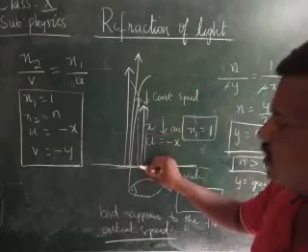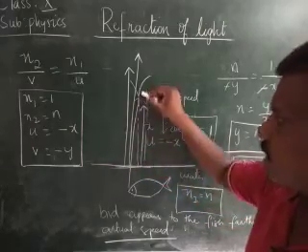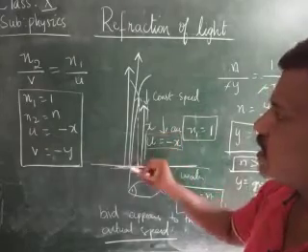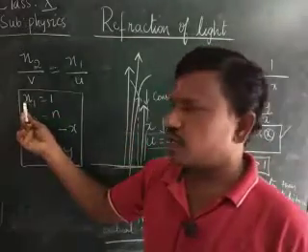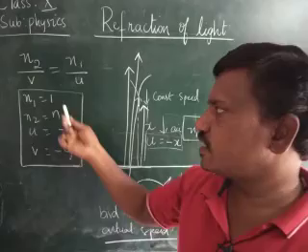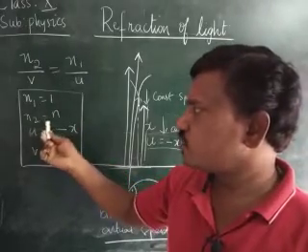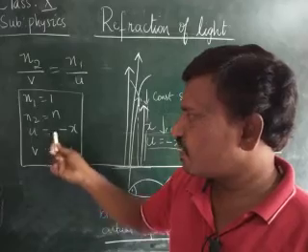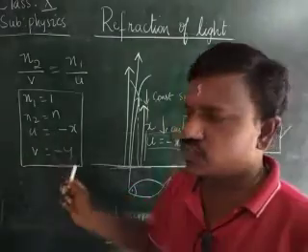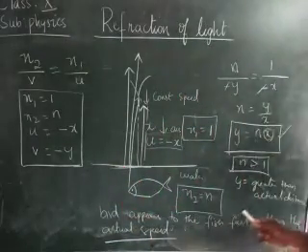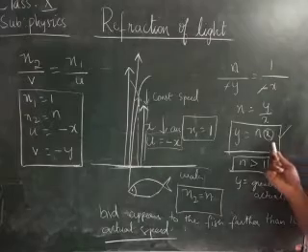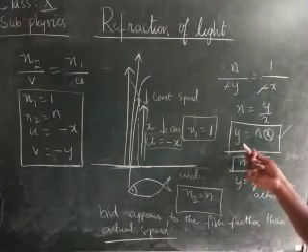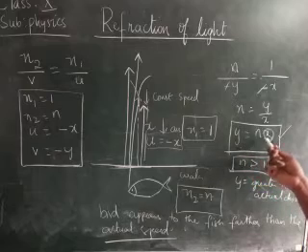As we are measuring from the surface, we take it in the negative direction. Therefore u is equal to minus x, whereas n1 is the refractive index of the air, which we take as 1, and n2 is the refractive index of the water, which we take as n, and v is equal to minus y. By substituting we get y is equal to nx. Y is the image distance.